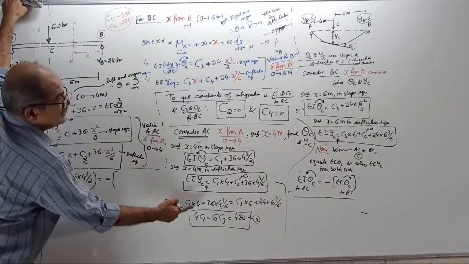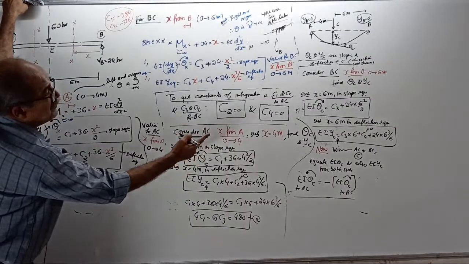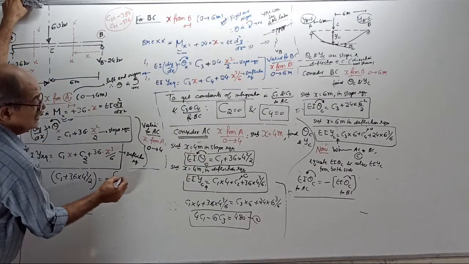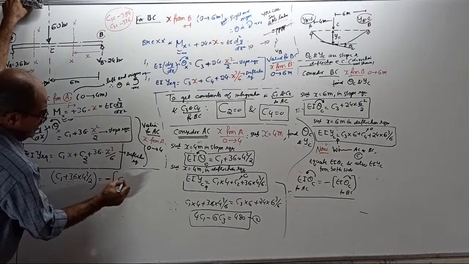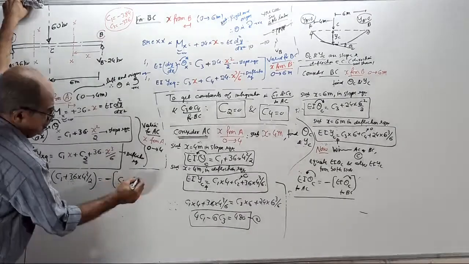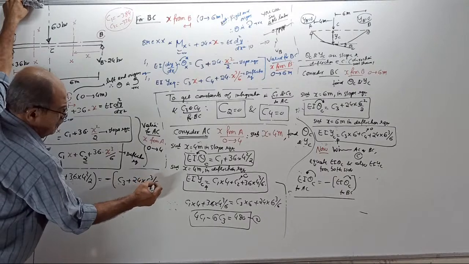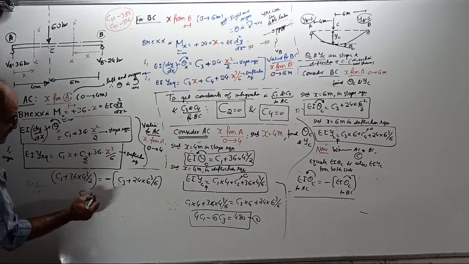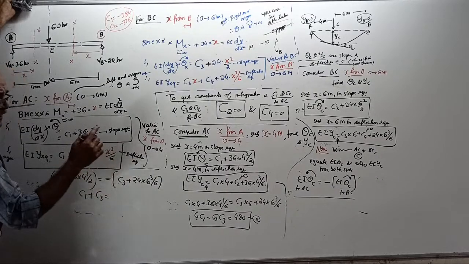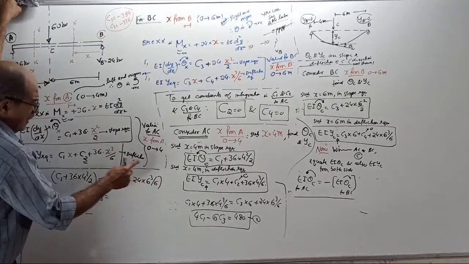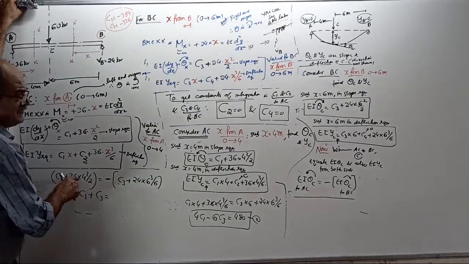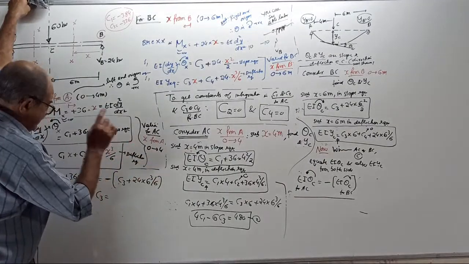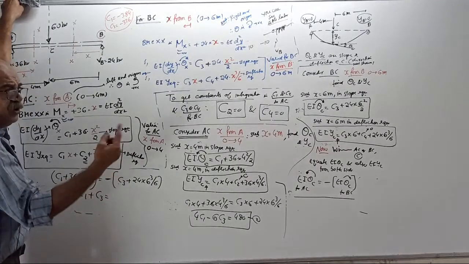what? Minus of, where is EIθ, the other side? Here. Minus of C3 plus 24 into 6 cube by 6, or C1 plus C3. See, C1 plus C3 equals, tell the answer, 24 into 6 cube by 6 minus 36 into 4 square by 2. Answer. Minus of 24 into 6 cube by 6 minus of 36 into 4 square by 2.